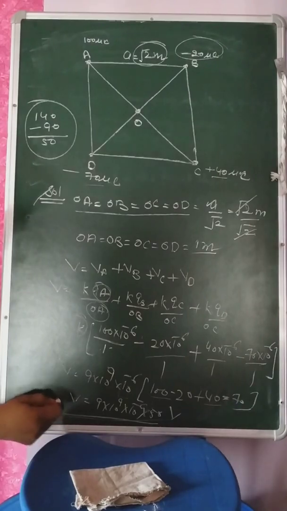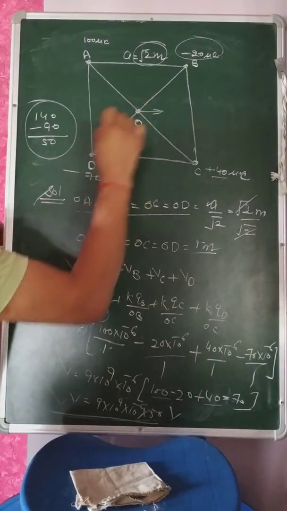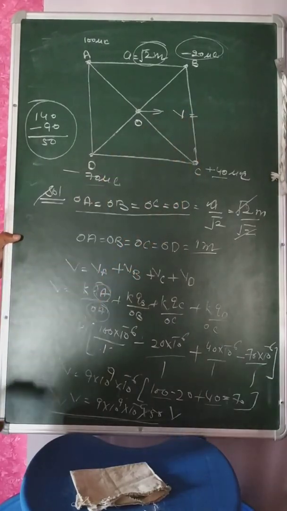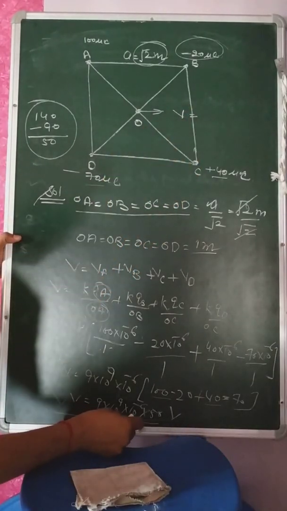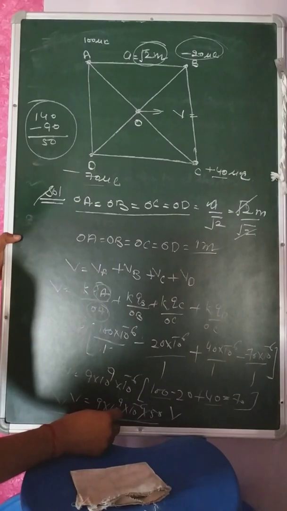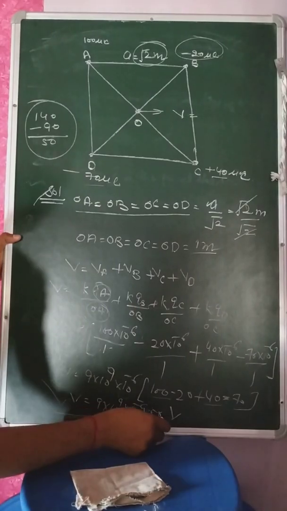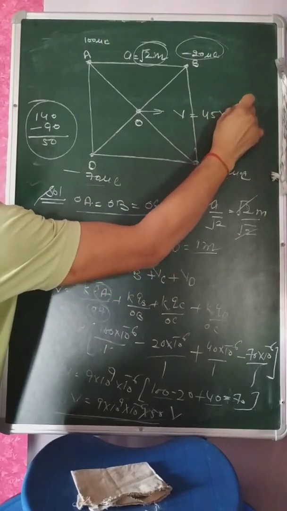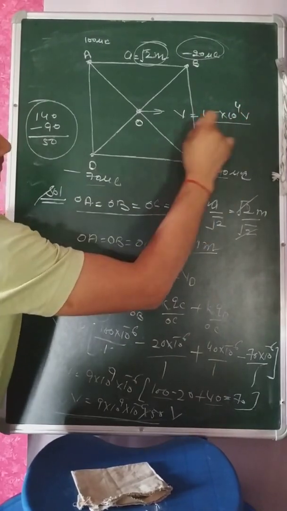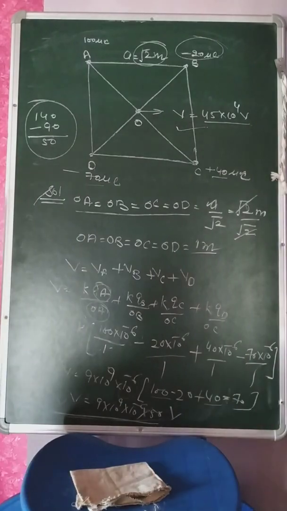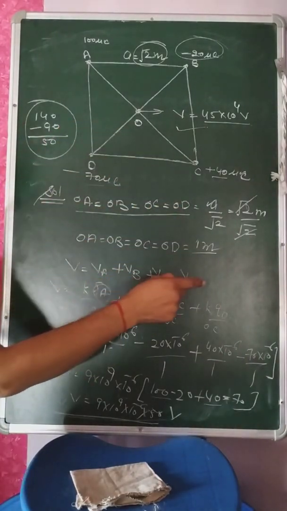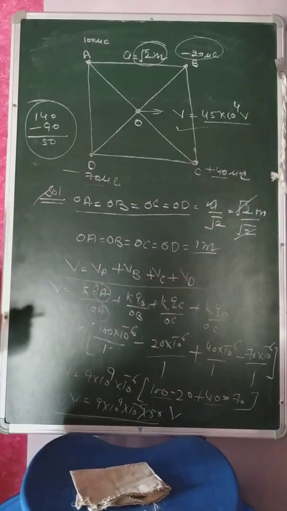So this is the electric potential at the center of the square, and V is equal to, on solving the powers, we will get 45 into 10 to the power 4 volt. So you can solve each and every question like this. You have to add them algebraically because potential is a scalar physical quantity.